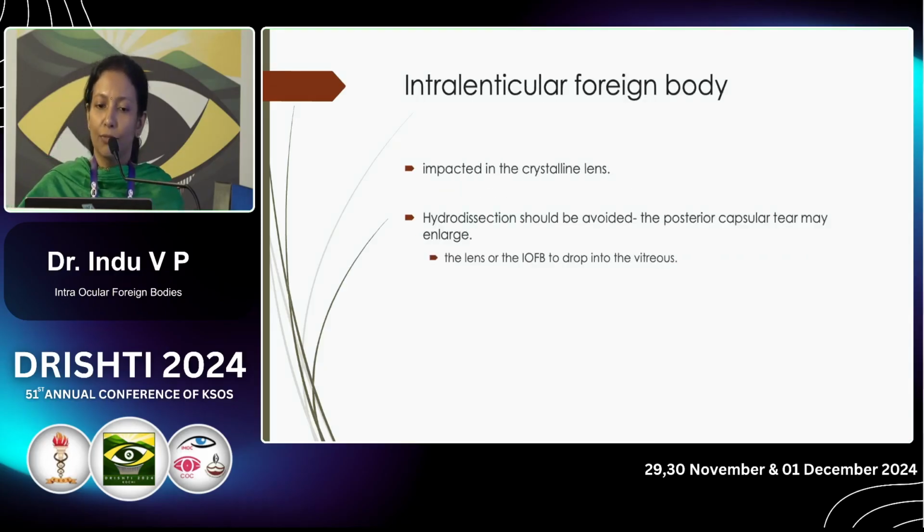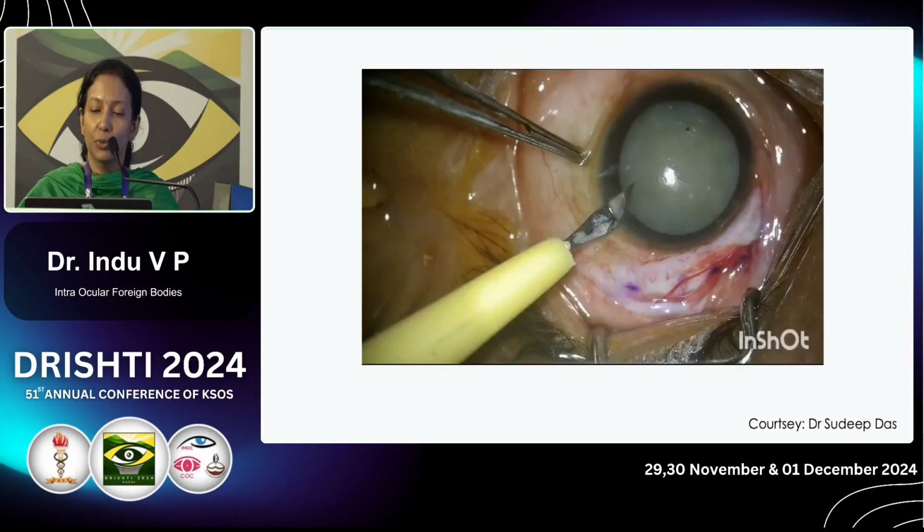For intraocular foreign bodies which are impacted in the crystalline lens, the problem here is that if the foreign body remains in the lens for quite a long time, the lens can become cataractous. It may become mature. In such cases, the foreign body may not be seen and the entry wound may be very, very small. So there is a chance that you can miss intralenticular foreign bodies. If you're suspecting an intralenticular foreign body, avoid hydrodissection because a PC rent can cause the foreign body to fall posteriorly.